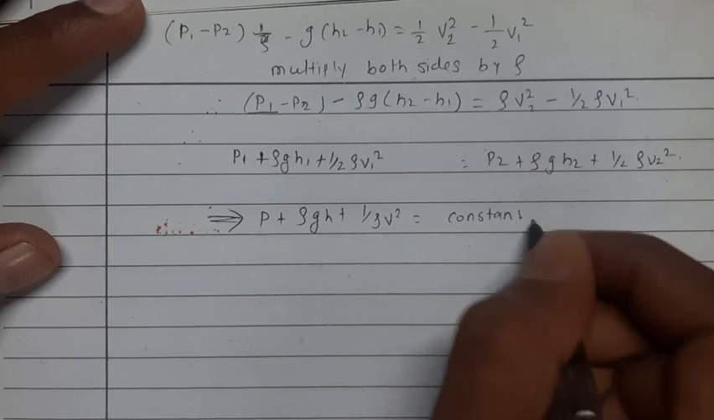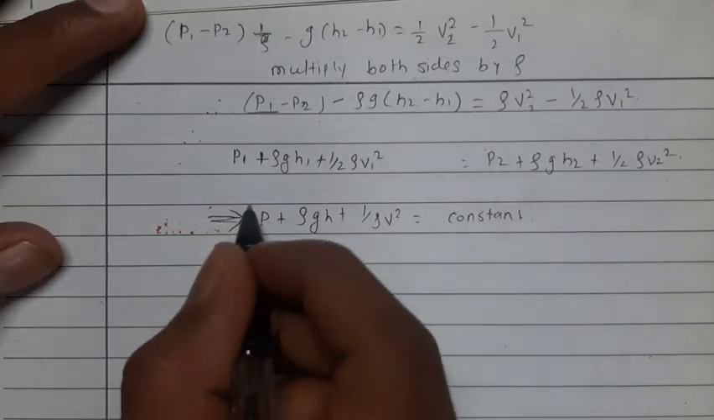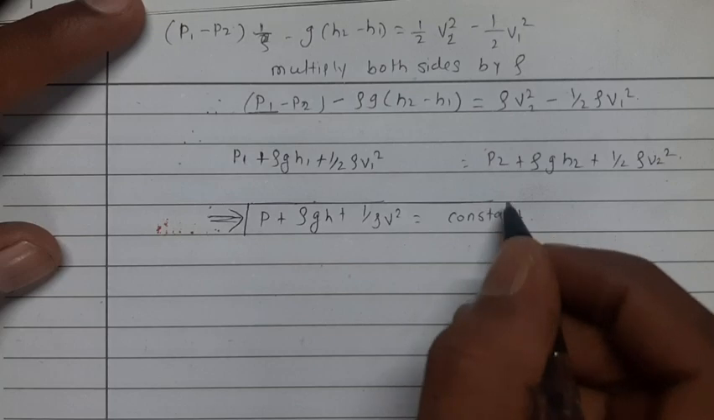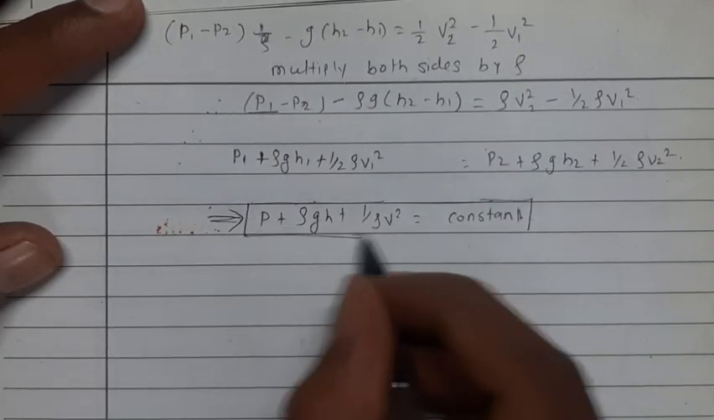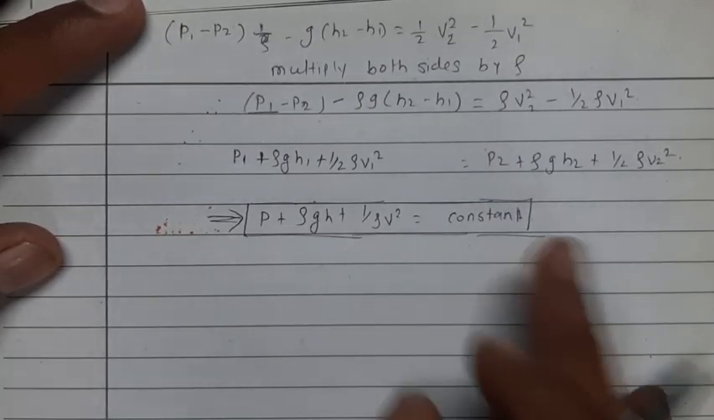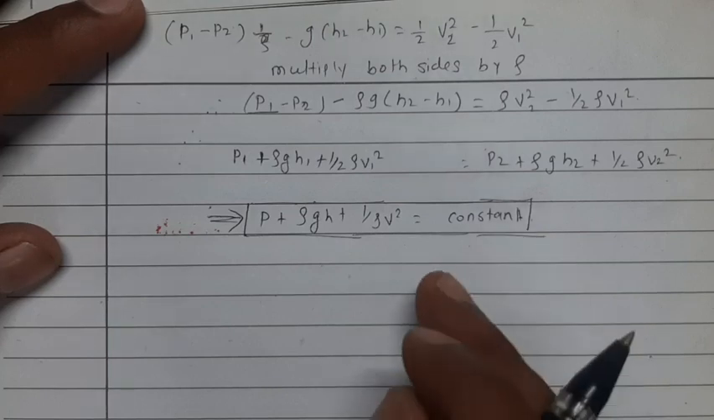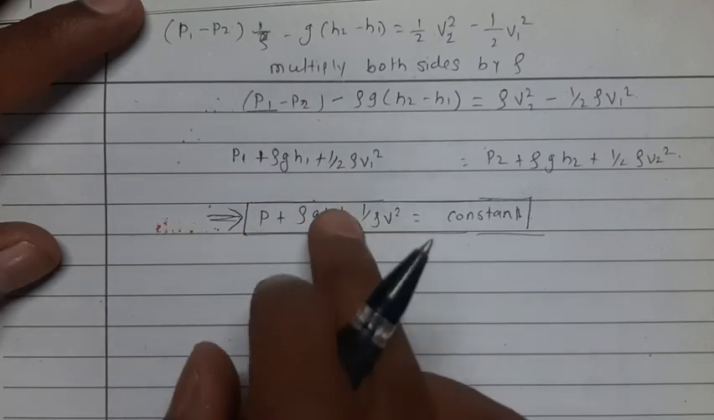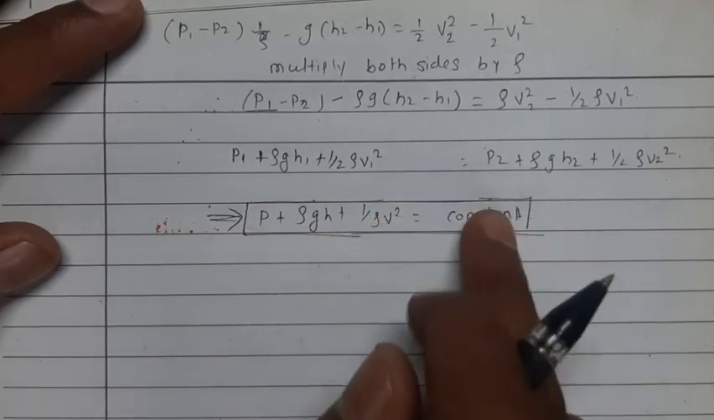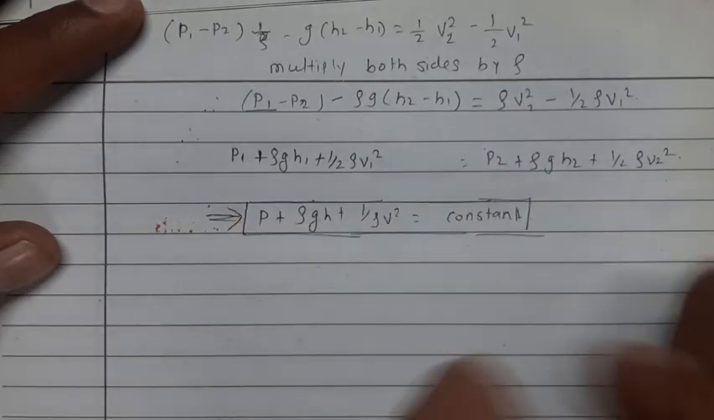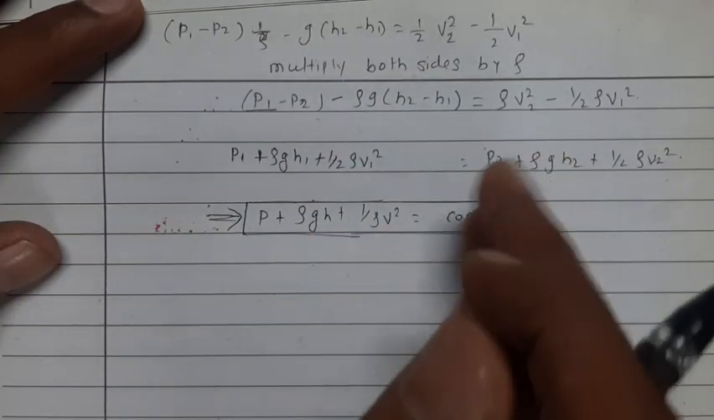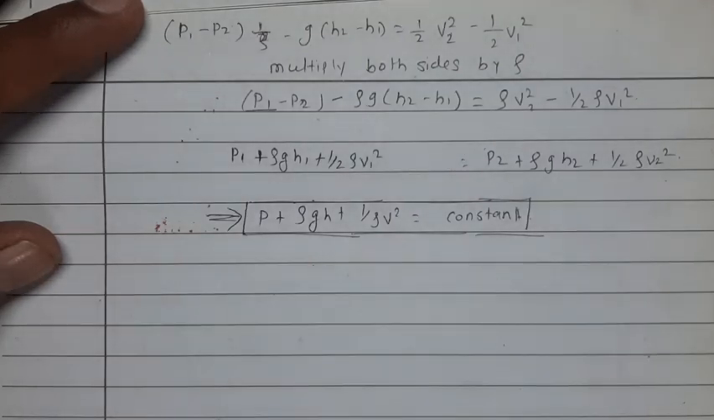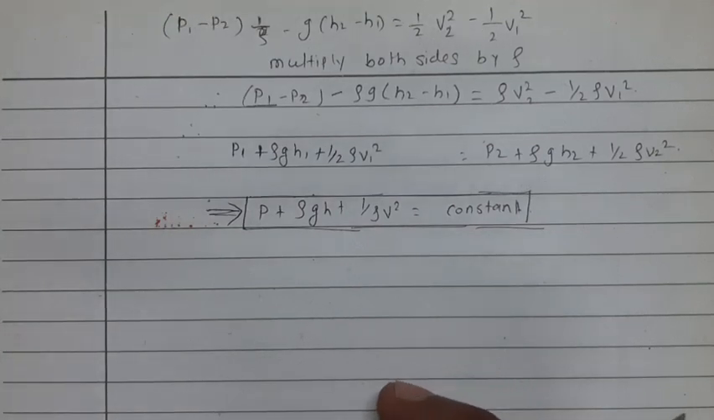It means this is the mathematical expression for Bernoulli's principle. It suggests that for a steady, incompressible flow of liquid, the sum of the pressure energy, potential energy and kinetic energy always remains constant throughout the medium. Wherever you measure it, at the left hand side or right hand side, it doesn't matter. This is called Bernoulli's principle, or sometimes Bernoulli's equation as well.